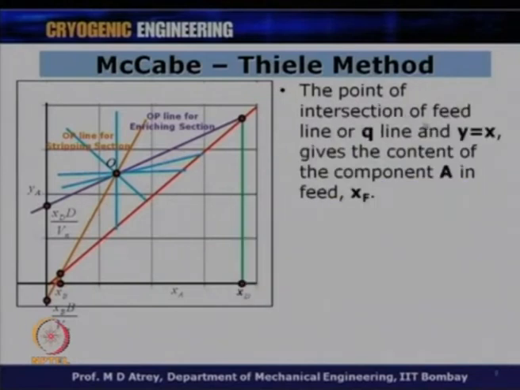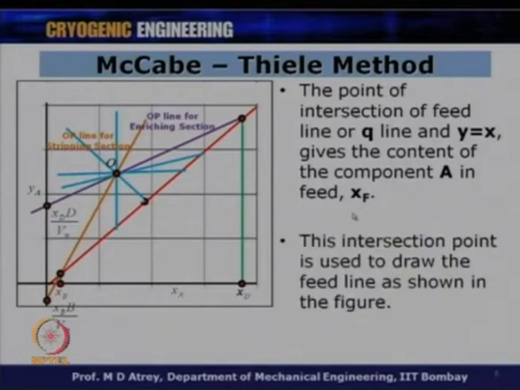The point of intersection of the feed line or q line and y is equal to x gives the content of the component A in the feed, xf. This is what we have seen. So, if we take this as the feed line, the intersection of this line with y is equal to x will give you xf. This intersection point is used to draw the feed line as shown. So, if I know the point of intersection, I know the composition of the feed. If I locate these 2 points, I can join them and I can therefore draw the q line or the feed line, and this will decide the slope of this line, or again this basically represents the condition of the feed.